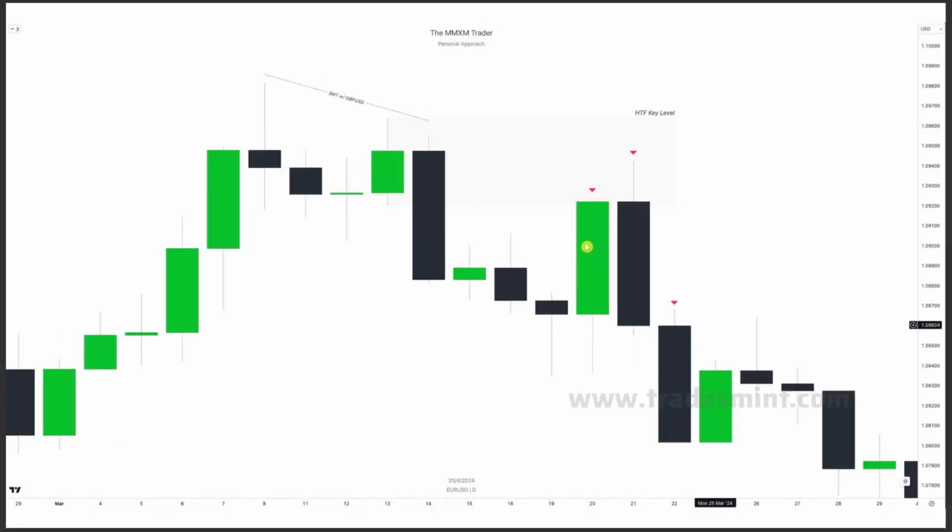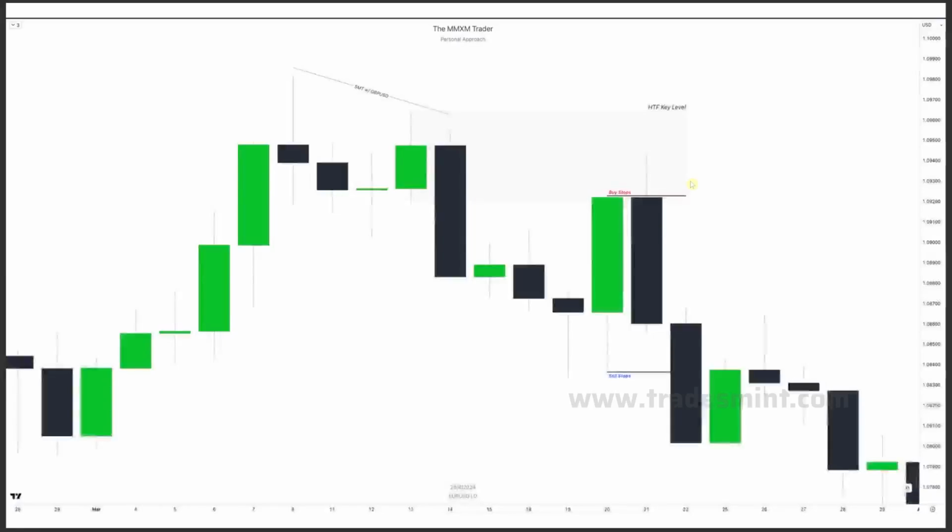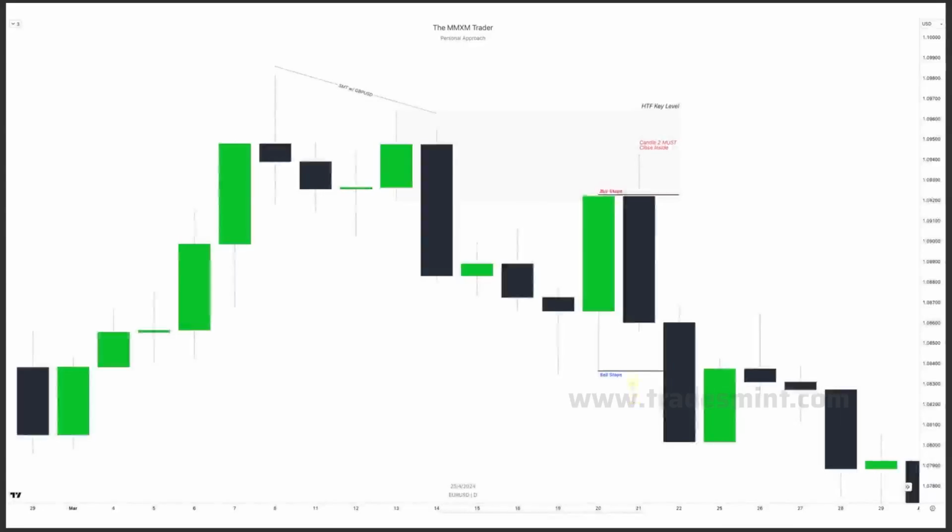Right, we've got candle number 1 over here. And then we have candle number 2 raiding the high of candle number 1 into that higher time frame key level. Now what is important after we take those buy stops and we want to target those sell stops, right? The order pairing, once again, it is important that candle number 2 must close inside of this range. That is a must. And then we can focus on the third day, which is this candle over here, taking out those sell stops in the end.